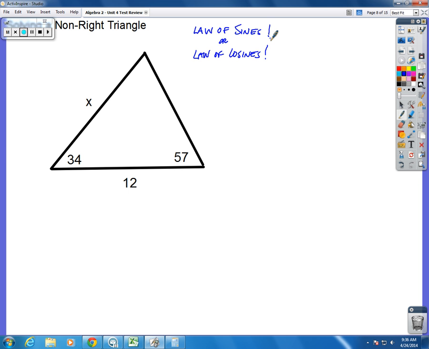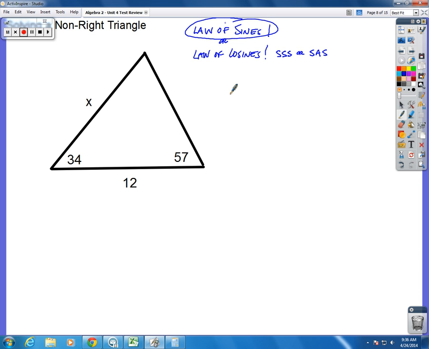This particular scenario, how do we know which one's which? Well, I will tell you this, that law of cosines is great when you have side, side, side, or when you have side, angle, side. Okay, we don't have either of those here. We have angle, side, angle. We have angle, angle, I guess you could say. So that means law of sines is going to be the best choice.